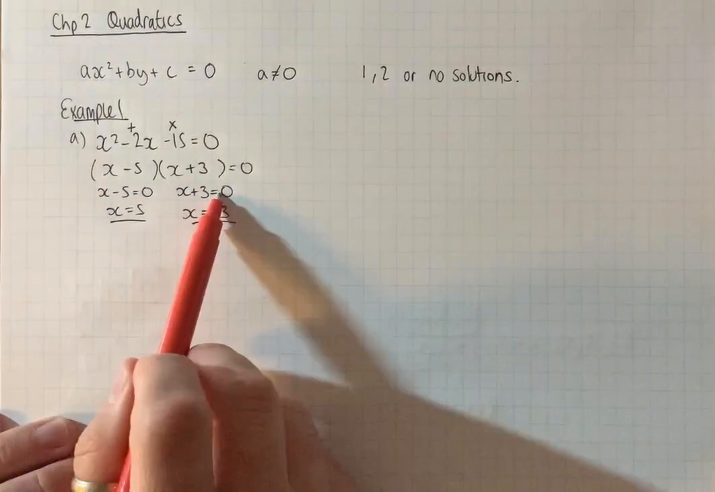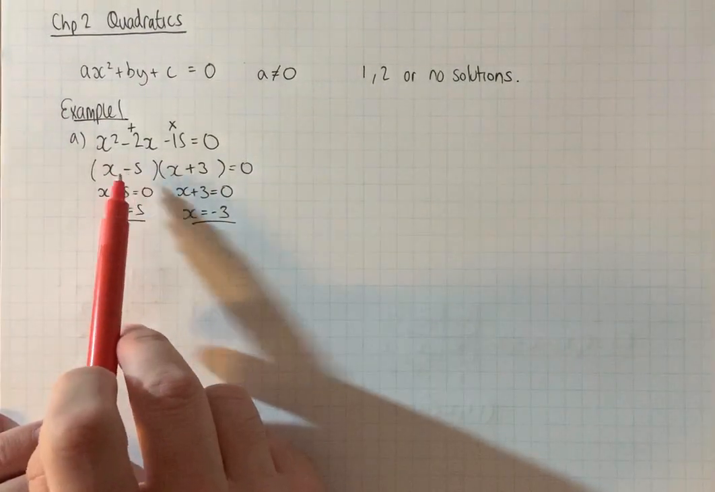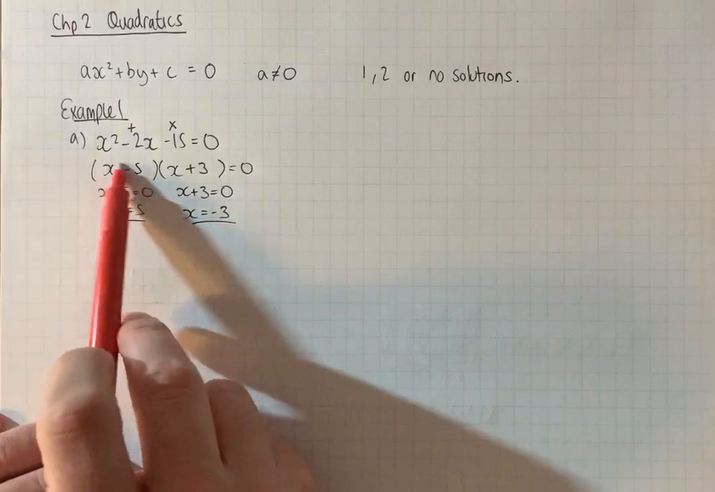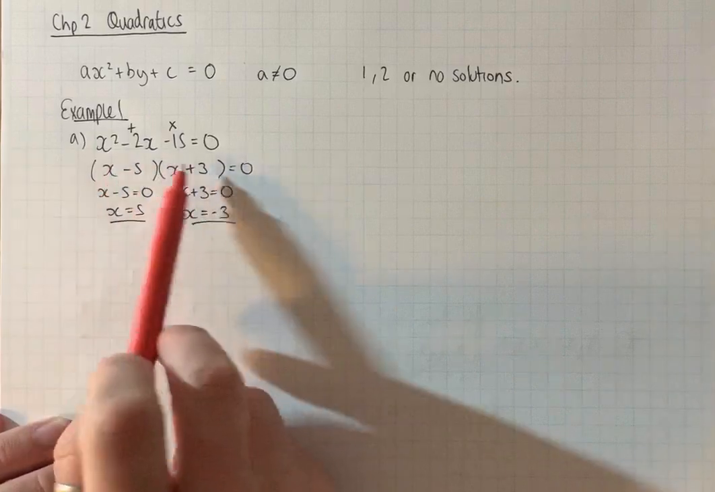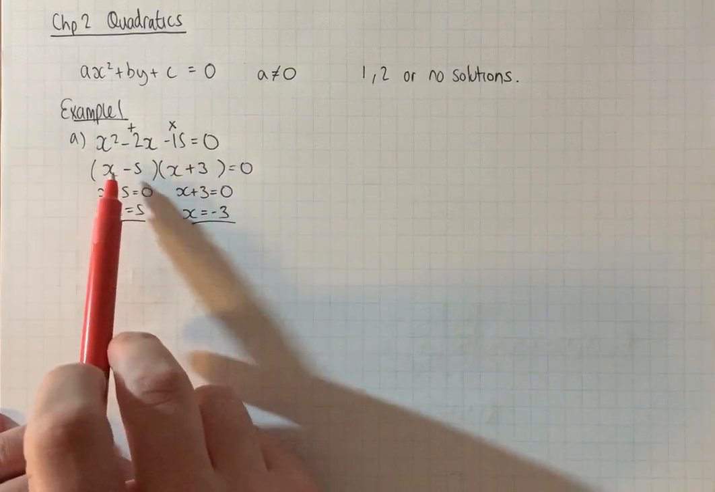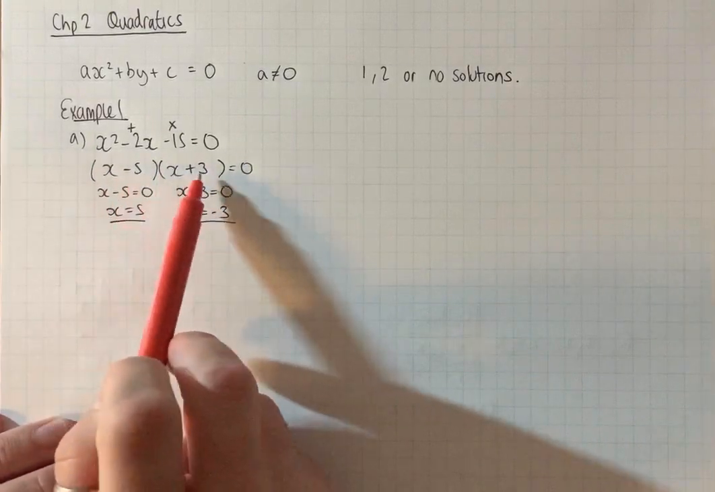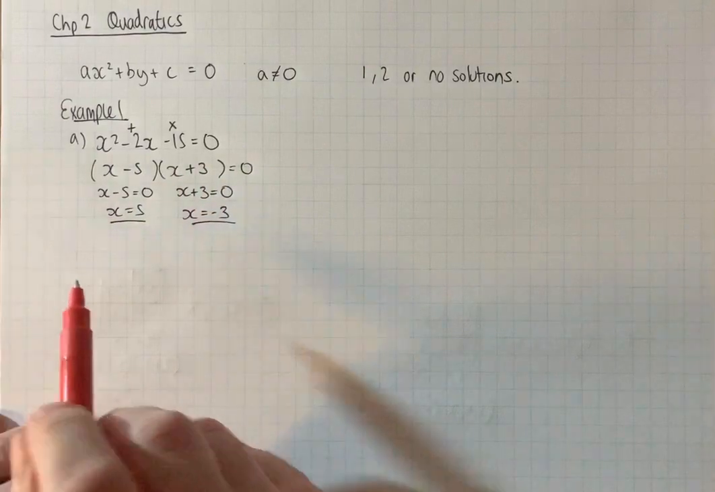Really this line of work is unnecessary. You can go straight to the solution by looking at the bracket. So wherever makes the bracket equal to 0, so 5 and minus 3. With simple brackets like this where you've got 1x and 1x, it's simply going to be the same number here with the sign changed. Okay, on to B.